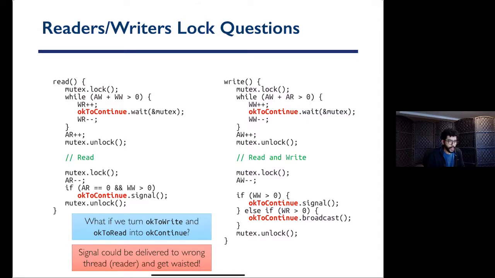Now, this unfortunately will jeopardize the correctness of our implementation. So here's an example. Let's go back to the example that we saw. So at some point, W1 came and went to waiting. And then R3 came and also started waiting. So in our previous example, R3 was waiting on OK to read, and W1 was waiting on OK to write.